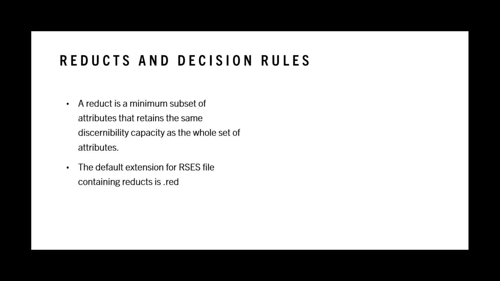The fourth method, reducts and the decision rules. Reducts are often the attributes that could be removed and still conserve the same properties of the original data. This method is used by RSCS to identify any discrepancies in the data. All the reducts are stored in the RSCS file with an extension of .red.